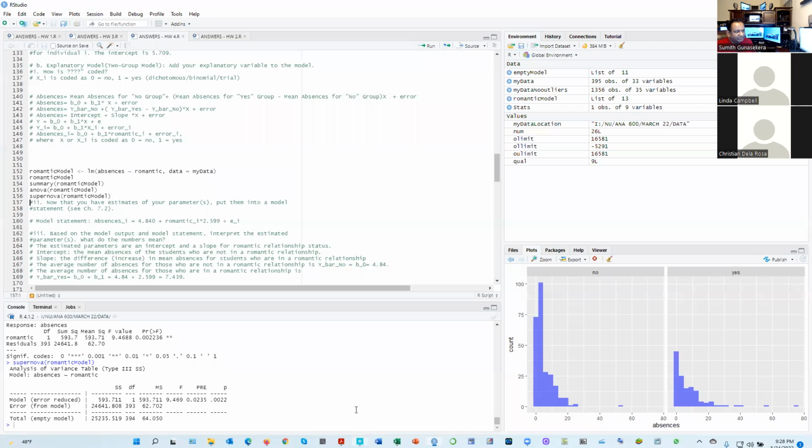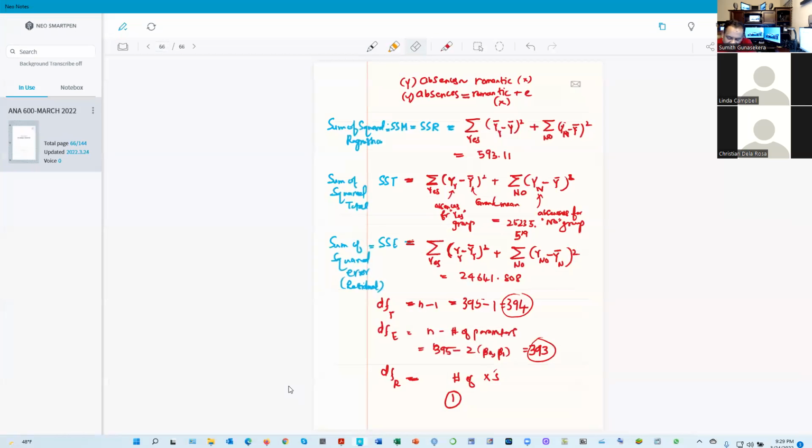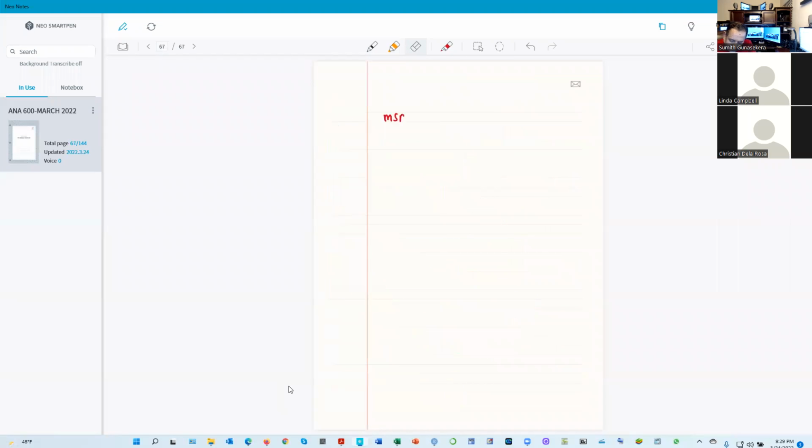392. That's how you got this one. See, 1392. That's one. And later on, what they did was get the mean square. Look at the mean squared regression. Regression, no model. Same thing.